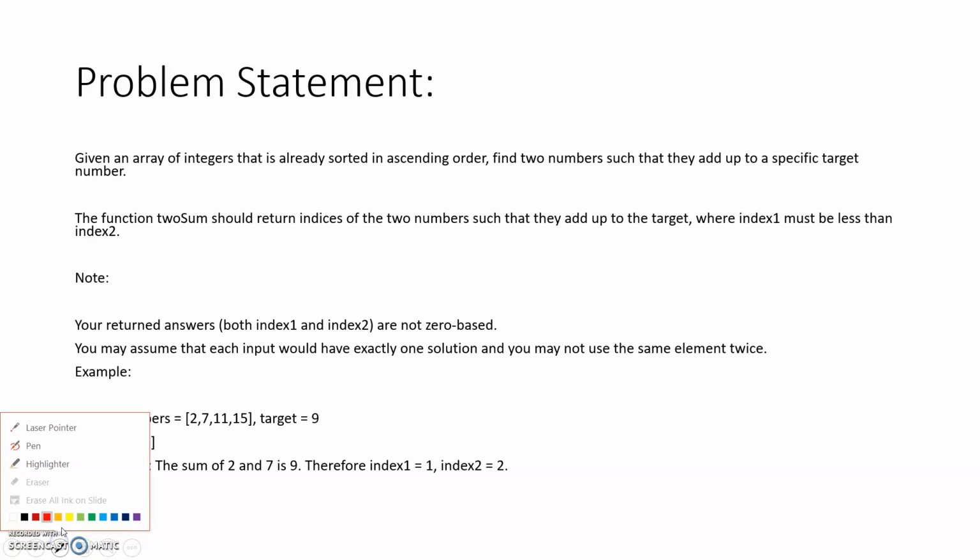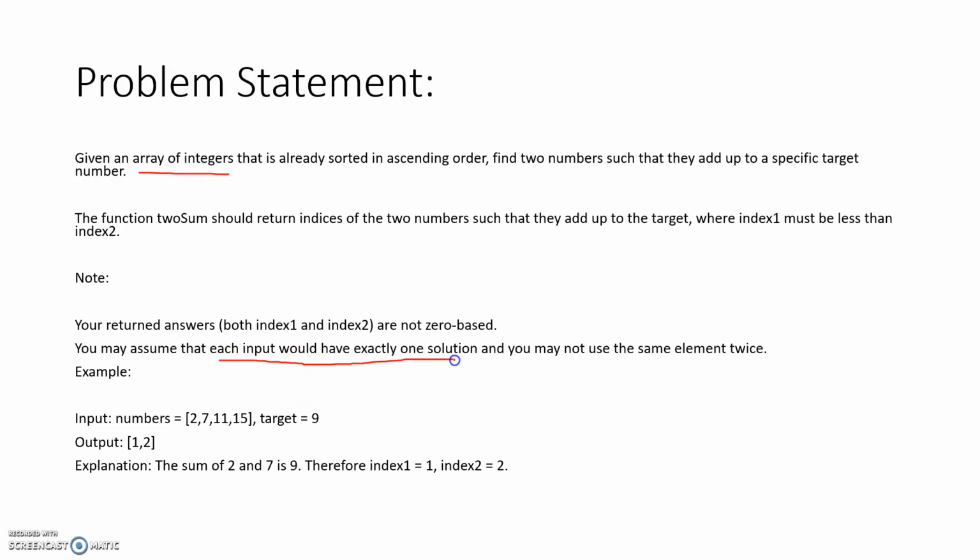Okay, so some things are clear from the question. Number one, the array of integers is given. We may assume that the input would have only one solution, that is, there is only one possible pair which may add up to our target value. Okay, you may not use the same element twice. So basically that's another constraint. And this is not zero based.